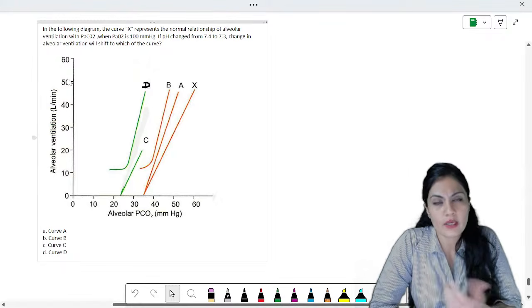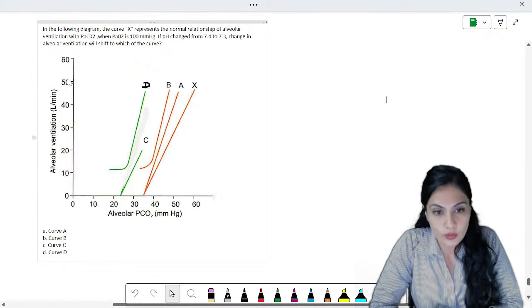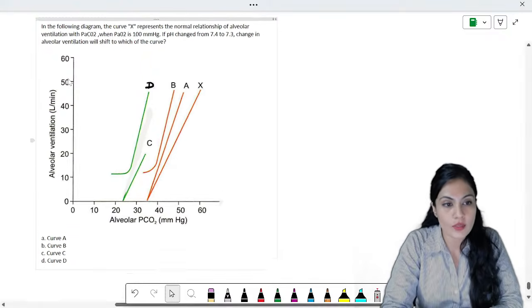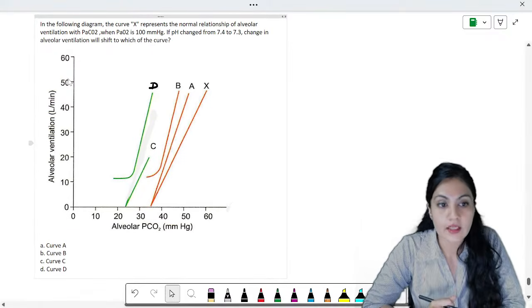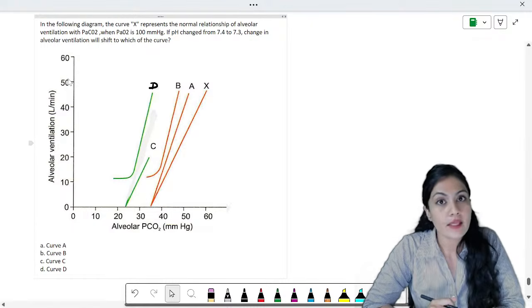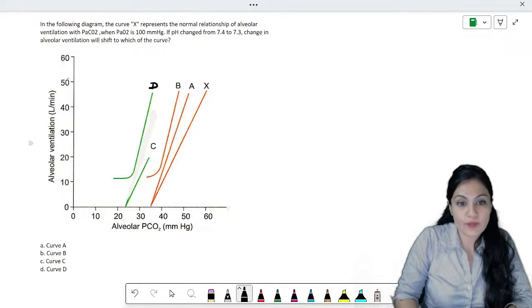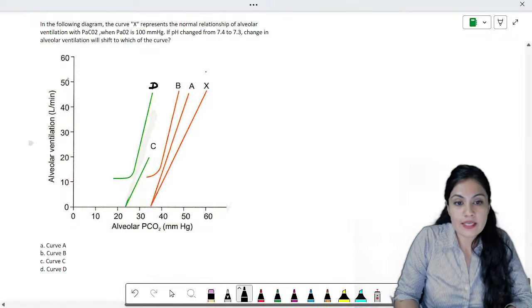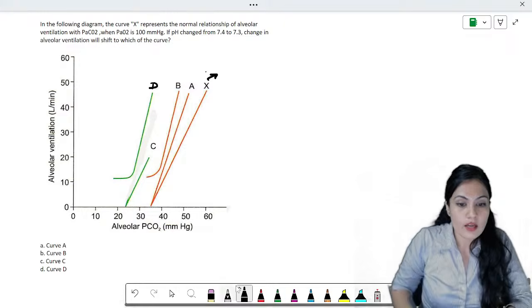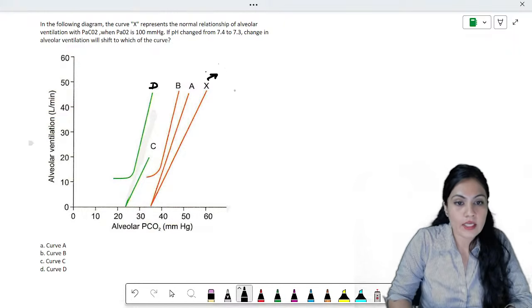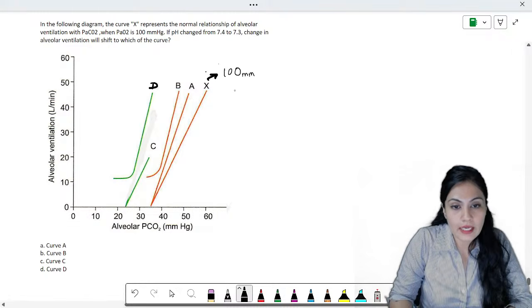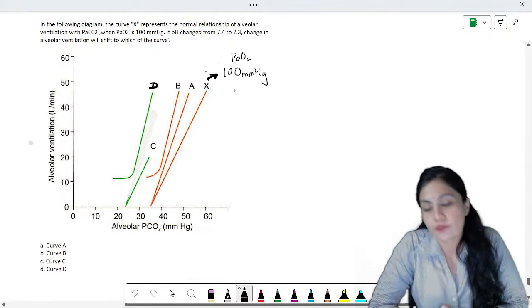Before jumping into the discussion, I want you to have a look at this question. What is this question saying? In the following diagram, the curve X represents the normal relationship of alveolar ventilation with PaCO2 when the PaO2 is 100 mmHg. So what the examiner is saying is that this graph, the curve X, is the graph when the PaO2 is 100 mmHg, right?